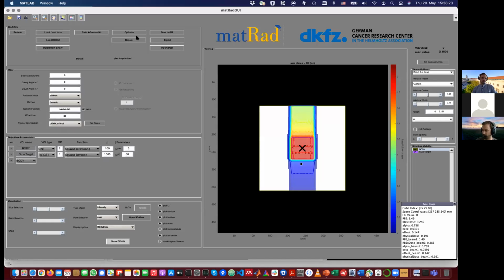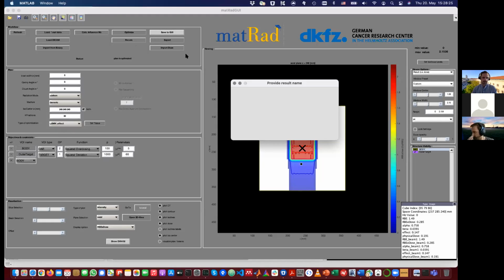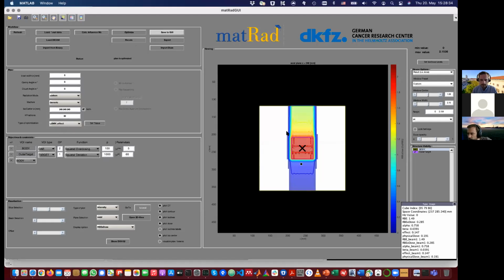Maybe meanwhile, I will save this result to a graphical user interface. We'll simply call it effect-based and save.